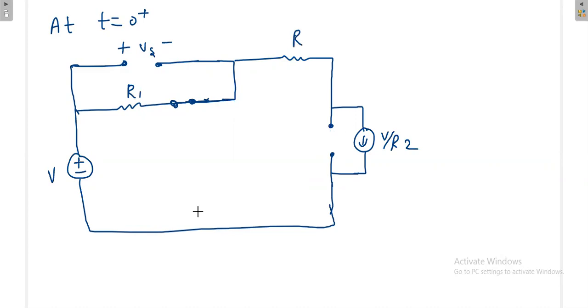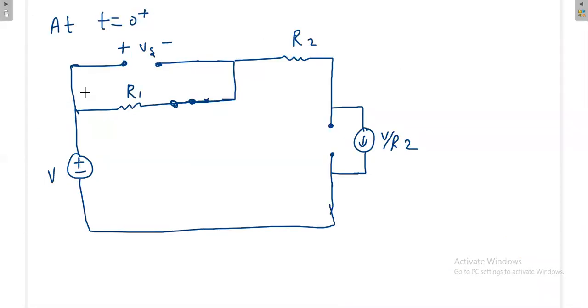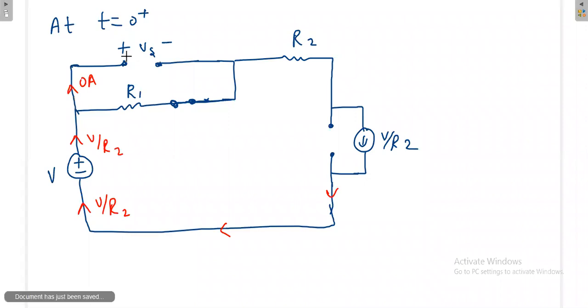Now I have to find out what the voltage drop is between these two terminals. I know one thing: the moment I apply the switch, this is open. That means the current flowing here is 0 ampere. Then this current V by R2 comes here, and the current entering here is V by R2. The same current will go here, V by R2. But here it is 0 ampere only because this is open, and the same current will go here, V by R2.